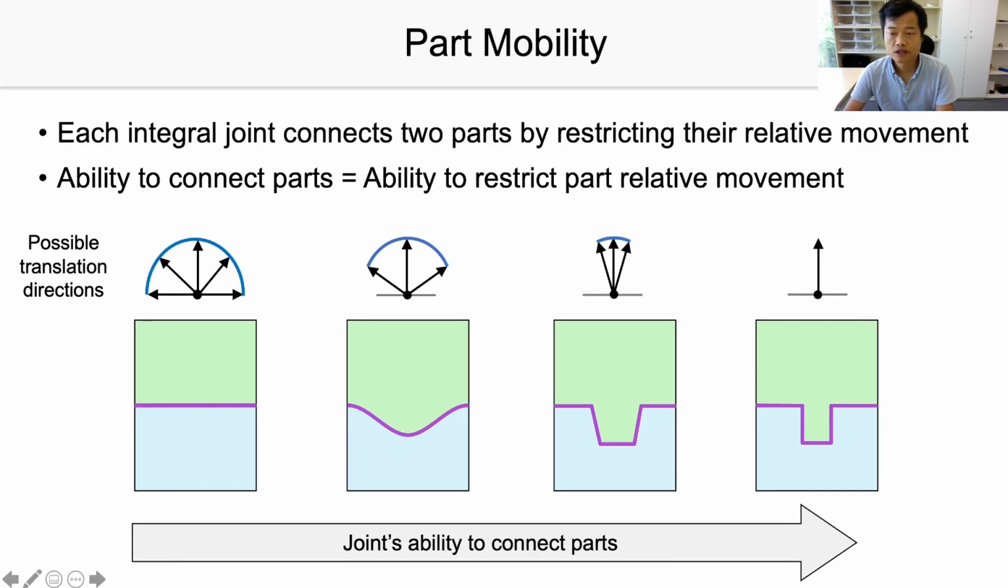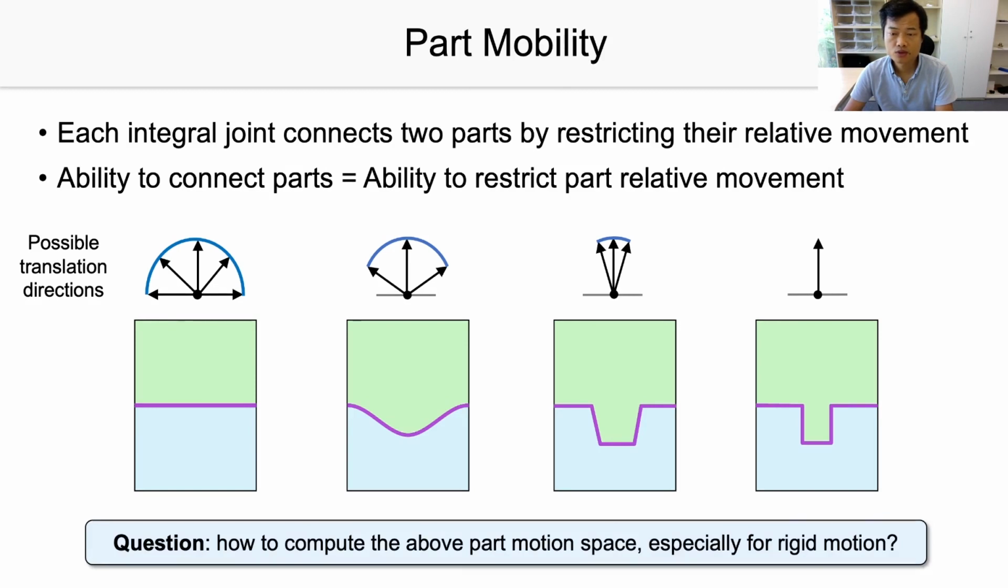In these four joints, if we consider only translational motion to take out the green part, all possible translational directions for each joint are visualized here. For the planar contact, the green part can translate along any direction in a half circle, while for the tendon joint, the green part can only move upward. So based on this motion space, we can quantify the joint's ability to connect parts. Now the question is, how can we compute this motion space, especially when we consider rigid motion?